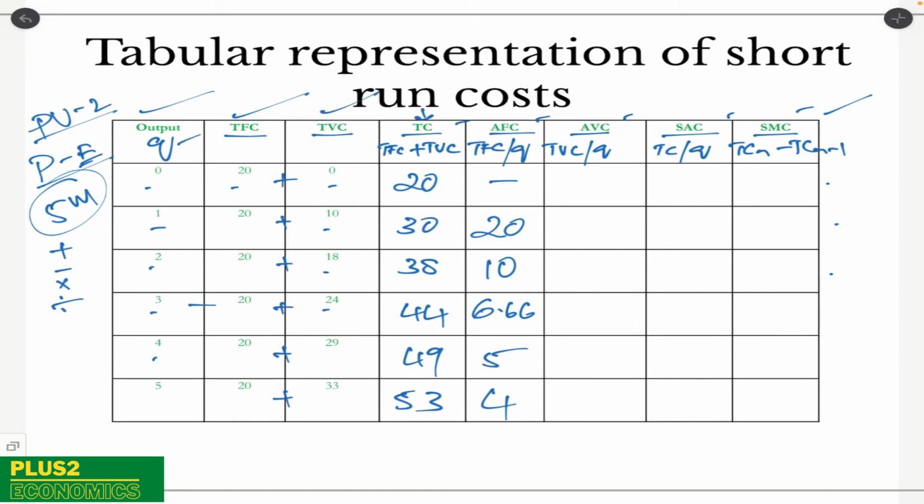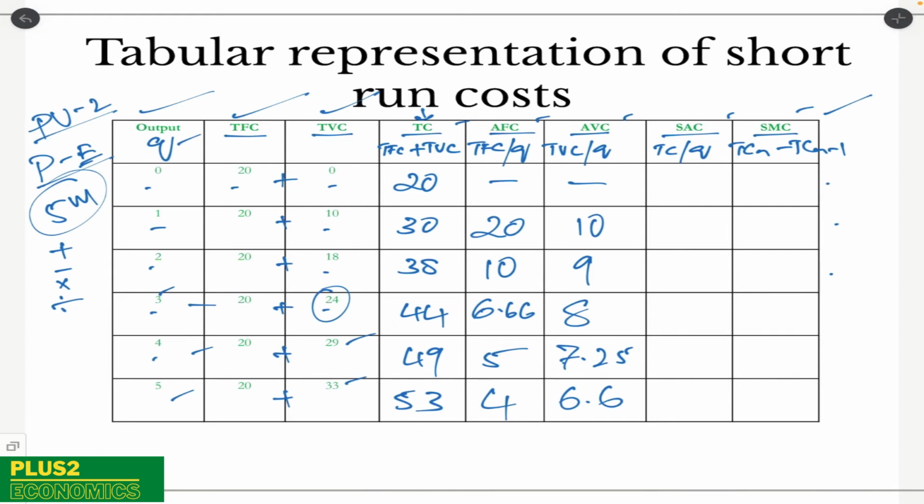Let's move on. TVC divided by Q. So the first row doesn't have any value. Then we have 10 by 1 is equal to 10. 18 by 2 is equal to 9. 24 by 3 is equal to 8. 29 by 4 would be equal to 7.25. Again, a simple calculation can be done in the mind, or you can use a simple calculator. Then we have 33 divided by 5, which is equal to 6.6. Done. So we are done with the AVC column as well.